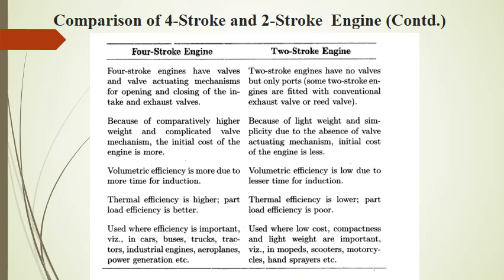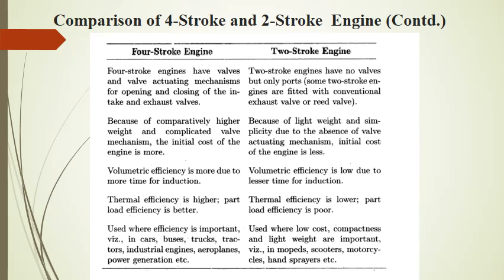Four-stroke engines have valves and a valve actuating mechanism for opening and closing of valves. In the case of two-stroke engine, there is no valve, but only ports are there. Because of comparatively higher weight and complicated valve mechanism, the initial cost of the four-stroke engine is more. In the case of two-stroke engine, because of the lightweight and simplicity due to absence of valve actuating mechanism, the initial cost of the engine is less.